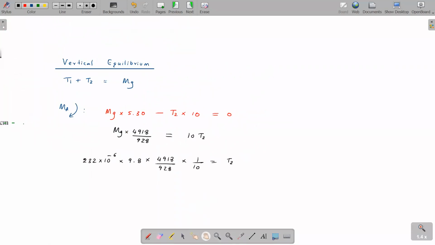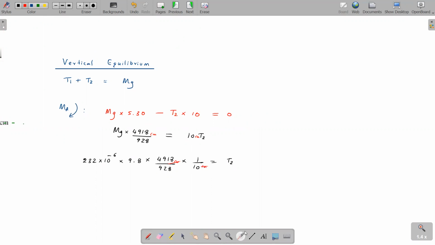Okay, guys, I have a question regarding the centimeters. You're saying the 5.30 is in centimeters, right? But the 10 is also in centimeters, right, guys? If you see here, this 5.30 is the 4918 over 928, that's the centimeter one you're talking about. And here the 10 is also in centimeters, so actually the centimeters cancel out.